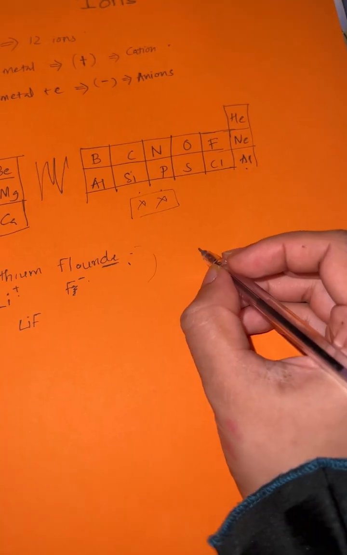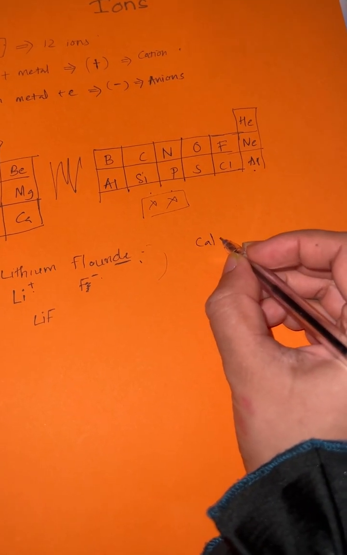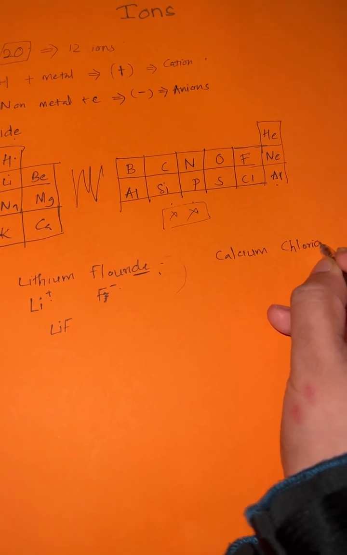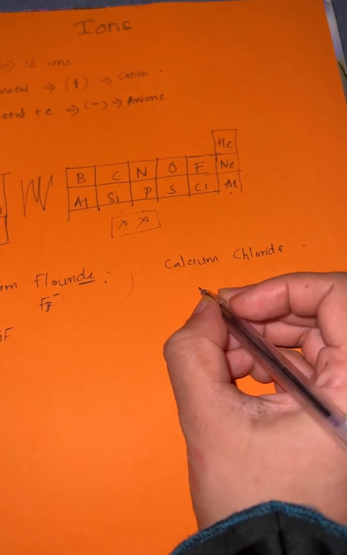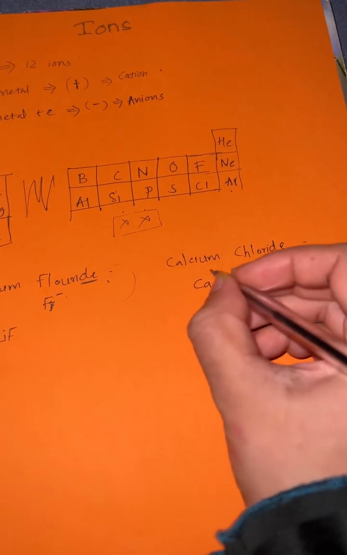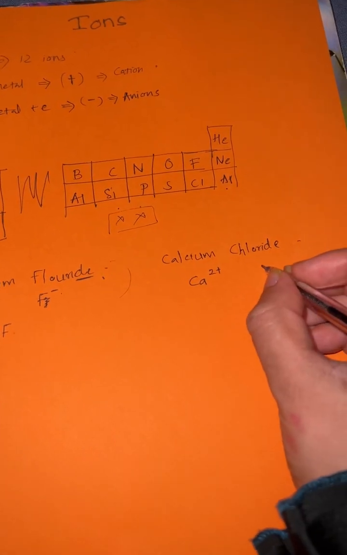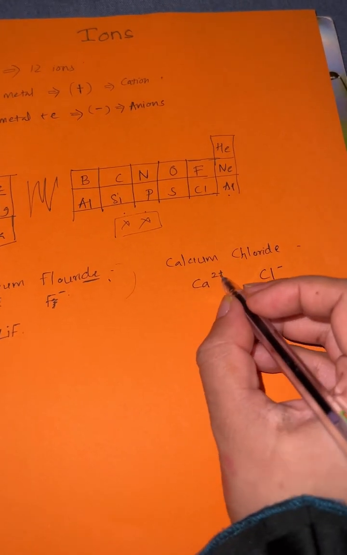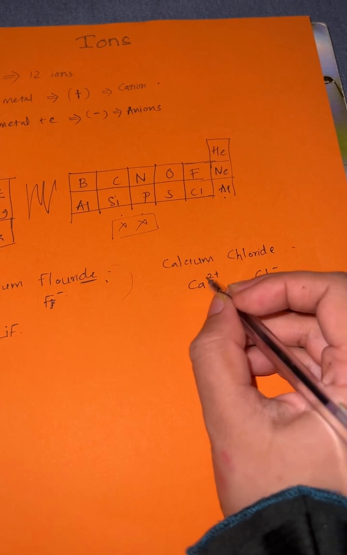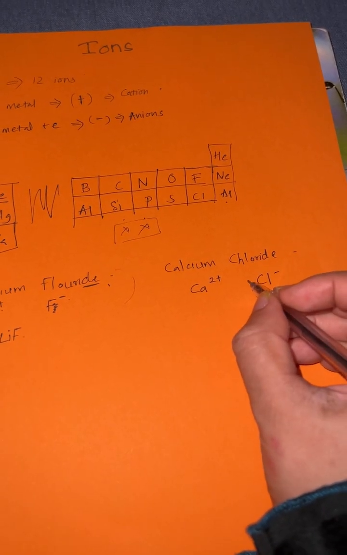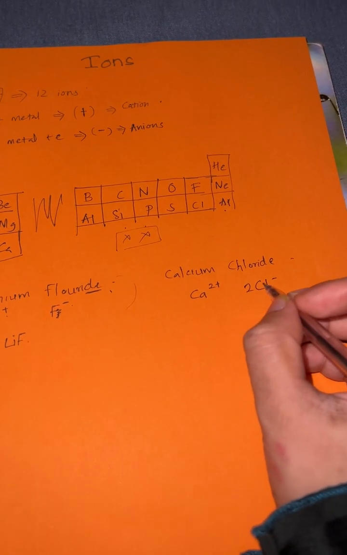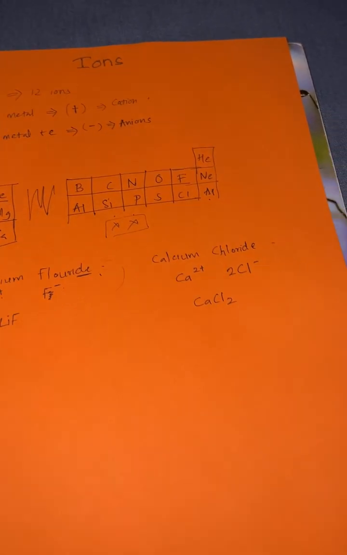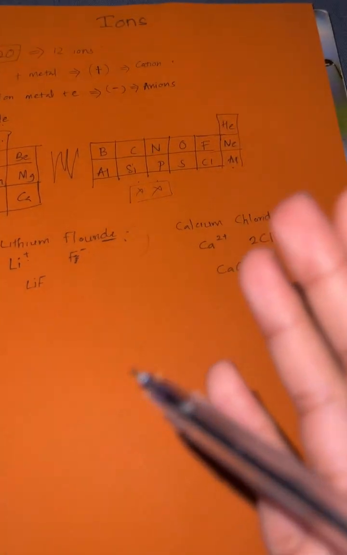But if you take another example such as calcium chloride, calcium is Ca2 plus as its charge, and chloride is Cl minus. So the overall charge is 2 plus. There are 2 pluses and only 1 minus, so we need to use 2 chloride ions. So CaCl2. You can try likewise for the others.